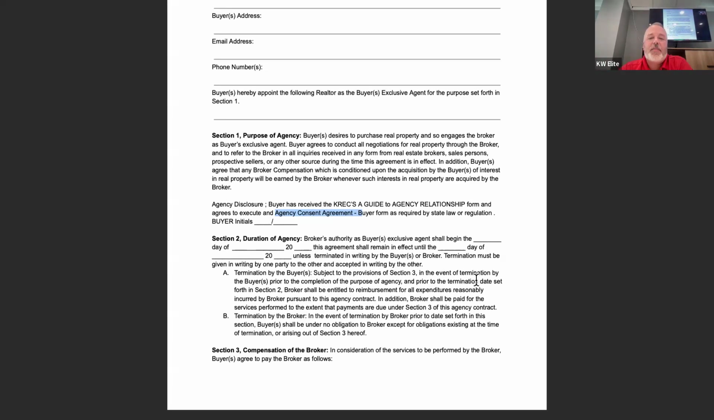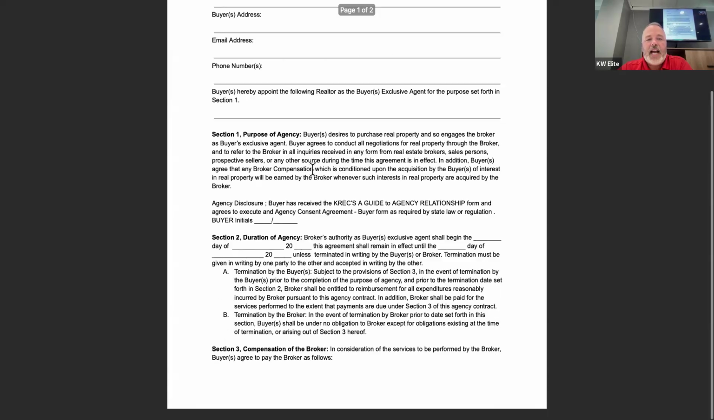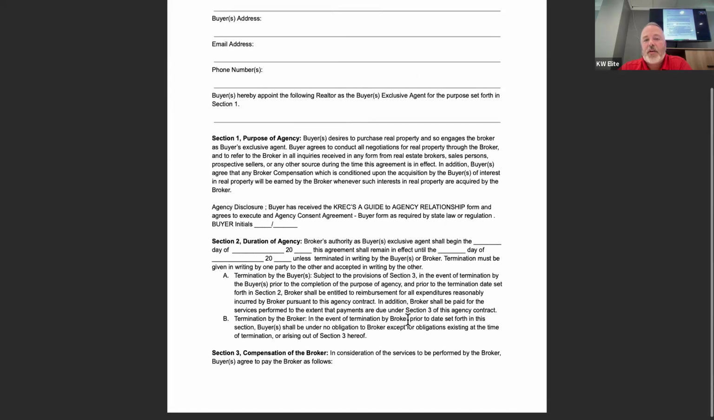Section A talks about termination and how it terminates. So obviously, what I just said in terms of the termination date set forth. And then the last section talks about termination by the broker. So you do have the right to terminate the agreement. It's not just the buyer who can terminate an agreement. If you decide that person is not a good fit for you, you can terminate it. That termination does need to be in writing.